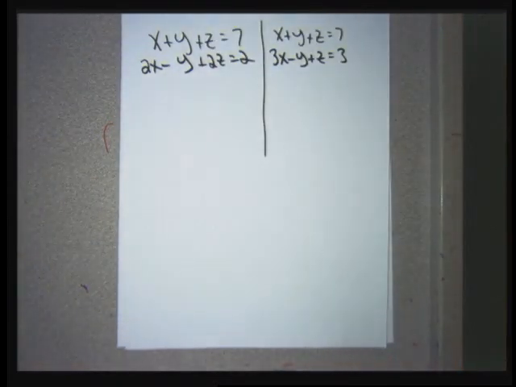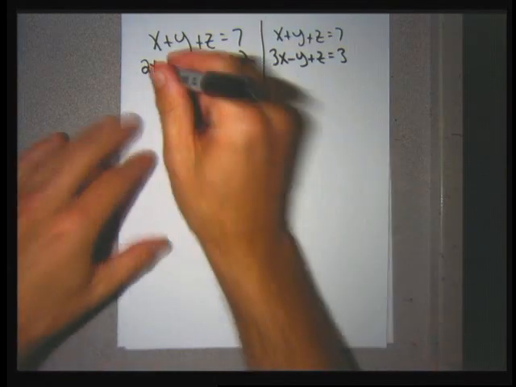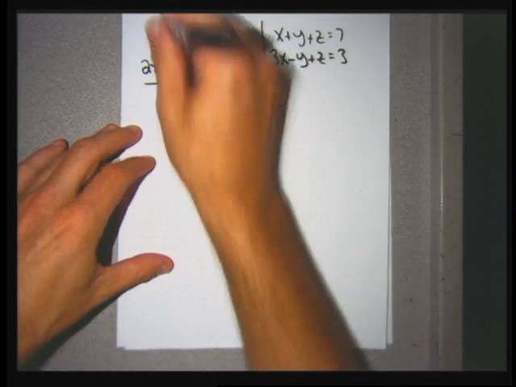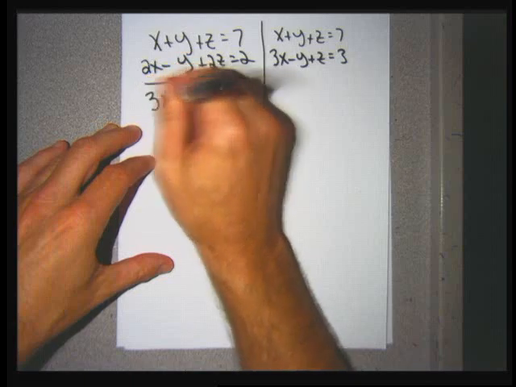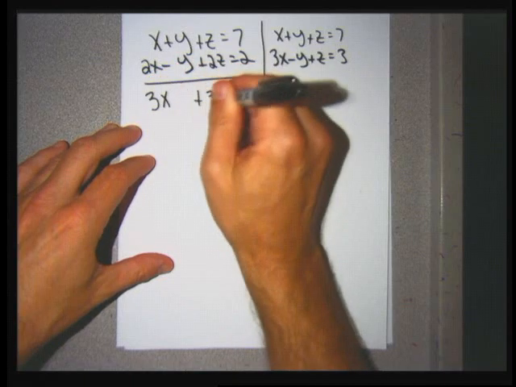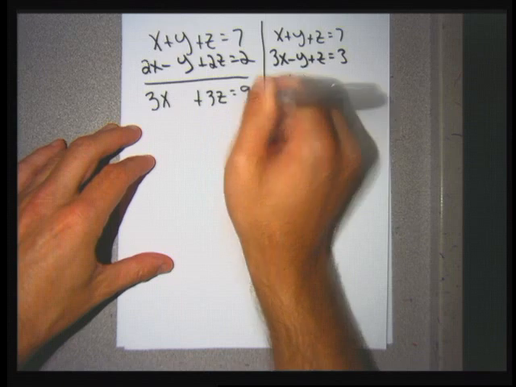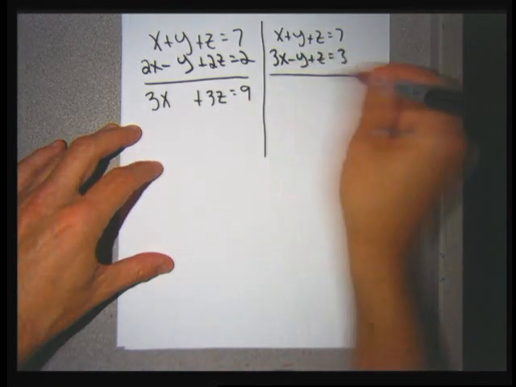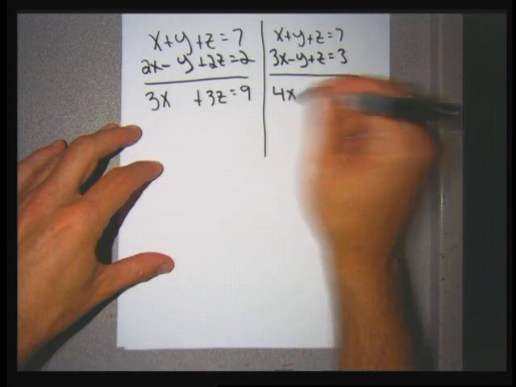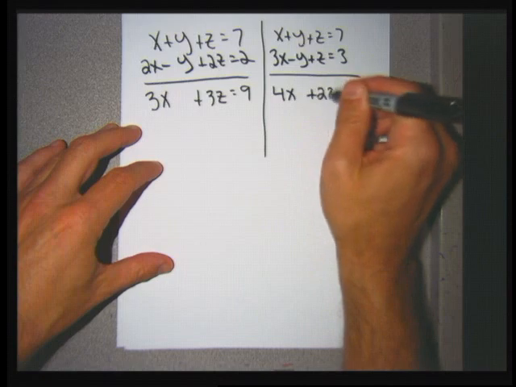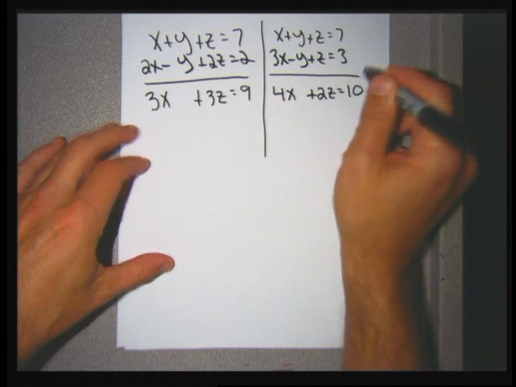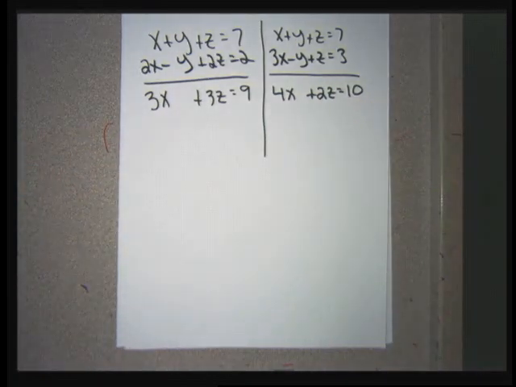The nice thing about pairing like this and deciding to drop out the y's is that the y's are set up to drop out. So now I can just add the equations together. This one's going to give me 3x, y's will cancel, plus 3z equals 9. This one's going to give me 4x, y's are going to cancel, plus 2z equals 10. I could stack these on top of each other the way they're written. Wouldn't be anything wrong with that, but I can be slick.